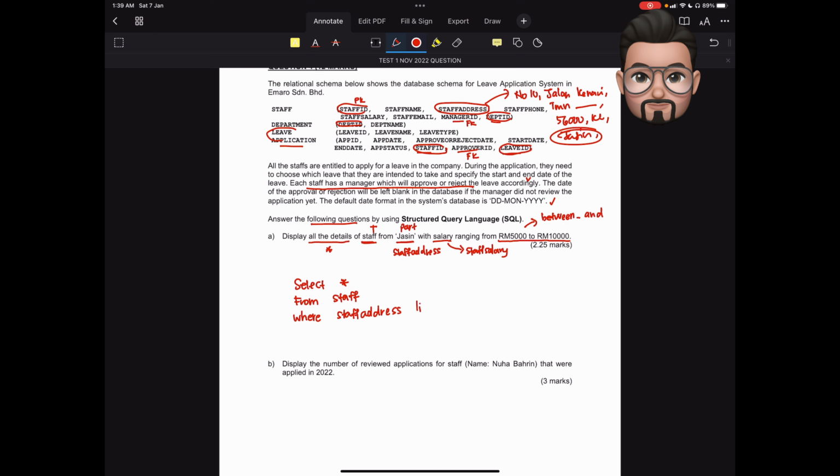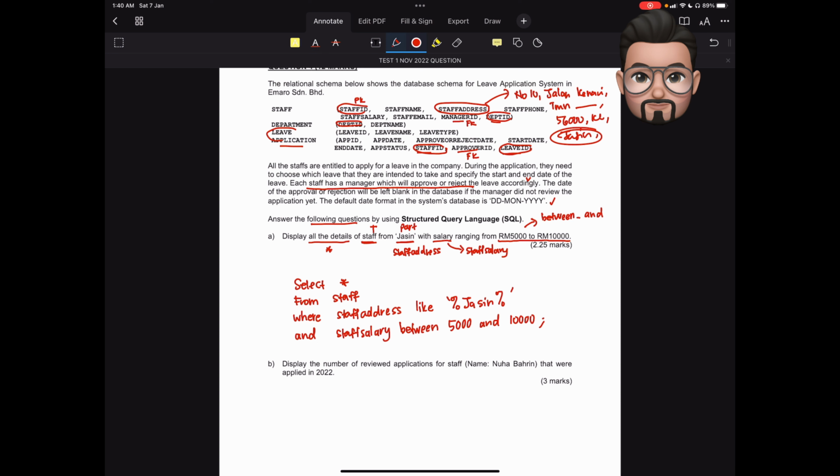So by right, this will be the LIKE operator. So anything that involves Jasin, okay, so we need to select anything that involves Jasin. Another condition is about salary, and you have another condition. And staff salary, can we talk about range? Staff salary between, and what's the value? 5,000 and 10,000. Can, the lower limit and upper limit. Okay, then you are done with the first question.